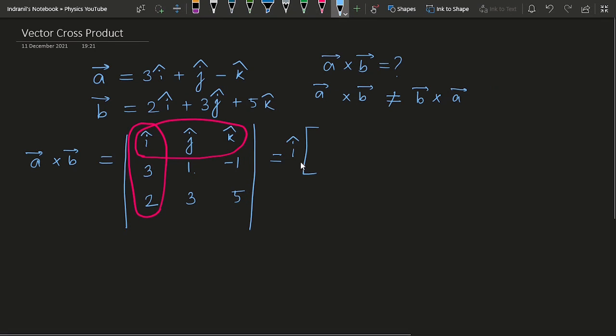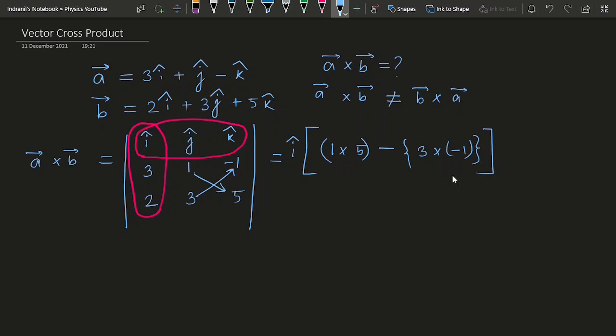So we write 1 into 5. We start with the top left and go to the bottom right, then minus, and we start with the bottom left and go to the top right, so here it will be 3 into -1. So it will be the x component of the vector A cross B. Then we give the plus symbol, and then we go for the y component.